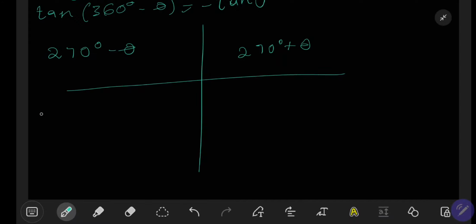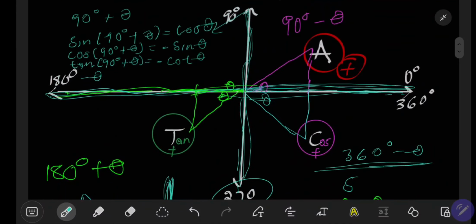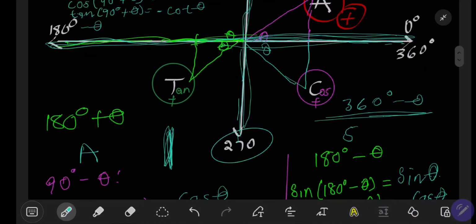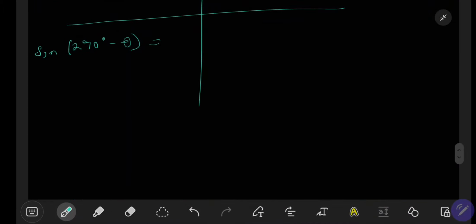Okay, so if we have the sine of 270 degrees minus theta, then we're going to look at this quadrant here, because 270 degrees minus theta means the angle falls within this interval here. So we look at sine here, we know that sine is negative, so we should expect a negative answer here. And then the co-function of sine, we know that is cos, so we're going to have negative cos of theta.